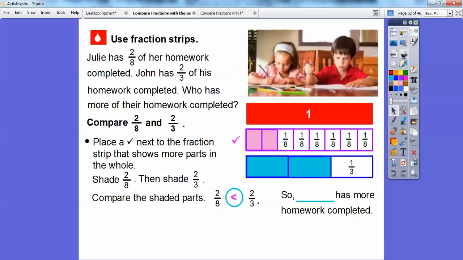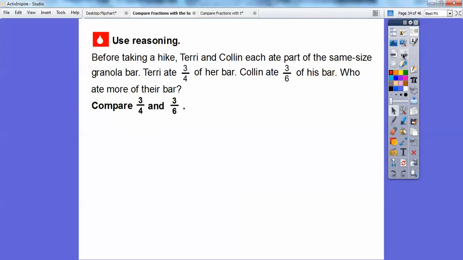So who has completed more homework? Well, who had the 2/3? John had the 2/3, so good on John. John has more of his homework done, or maybe his is just easier or something. Who knows? All right, so let's use some reasoning for it.